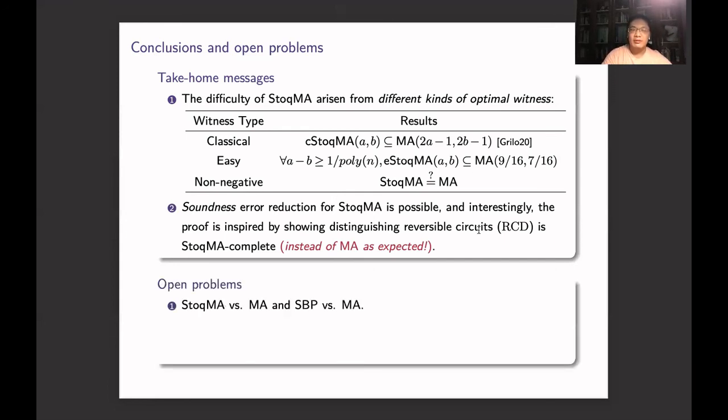And then the open problems. The first is how to show StoqMA is equal to MA, or SBP is equal to MA, which is much stronger. The second question is, could we do the error reduction for StoqMA regarding the completeness error? Namely, if soundness is very small, could we reduce the error for completeness? The third one, could we find more natural StoqMA complete problems?